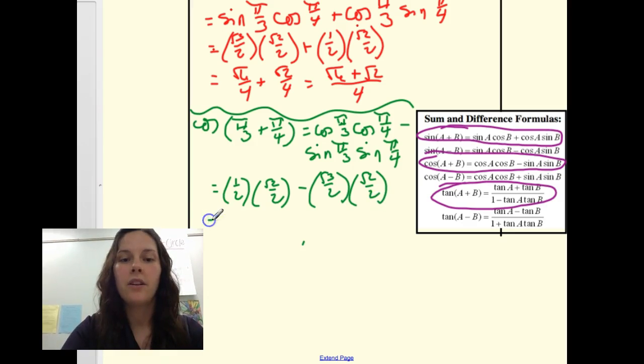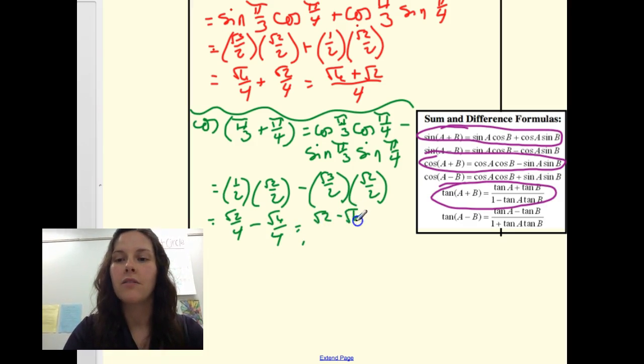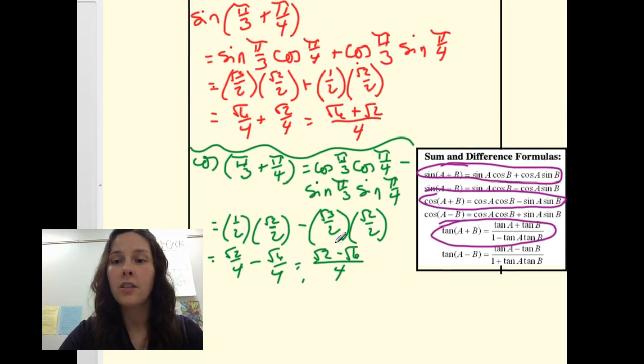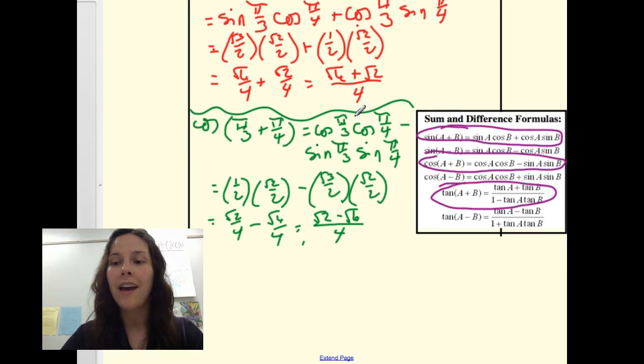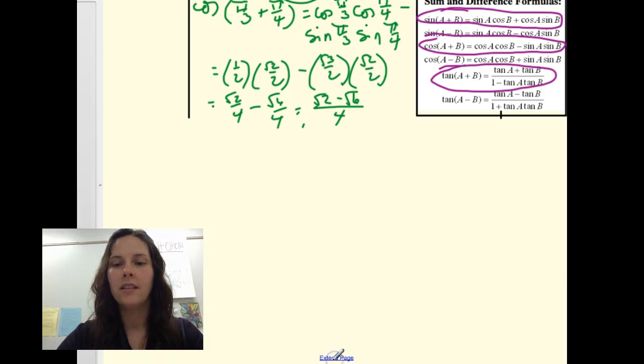So we have root 2 over 4 minus root 6 over 4, which gives us square root of 2 minus square root of 6 all over 4. And finally, let's take a look at our tangent one. Again, tangent's very similar to the other one. We're just adding in the numerator and subtracting in the denominator instead.